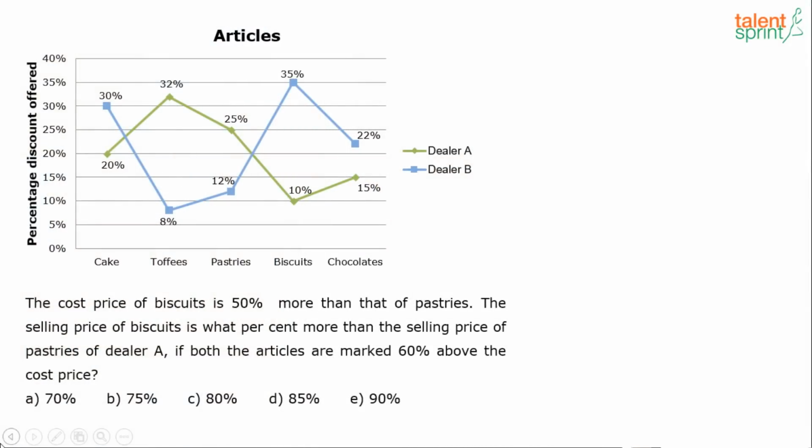The cost price, same data. This time he says the cost price of biscuits is 50% more than that of pastries. The selling price of biscuits is what percentage more than selling price of pastries of dealer A if both the articles are marked 60% above the cost price. Quick. Simple one, should not take much time. You have 1 minute, your clock starts now.